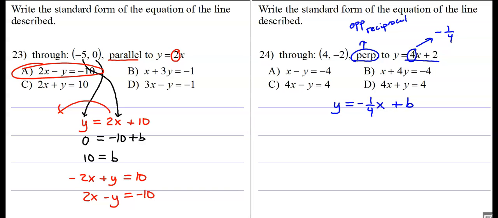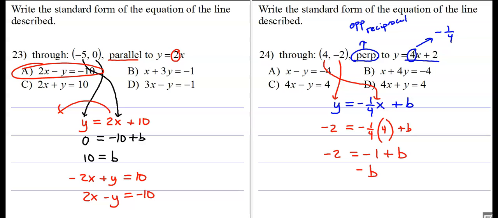Don't have b. Seems like we never have b, unless we get lucky and they give it to us. So I pop these points in. So that's a -2 equals, I got a -1/4 times x, which is 4, plus b. So that's a -2. Well, -1/4 times a +4, well, that's a -1. Add 1 to both sides. So I have a b now. My b is -1. So let's go back and adjust that.